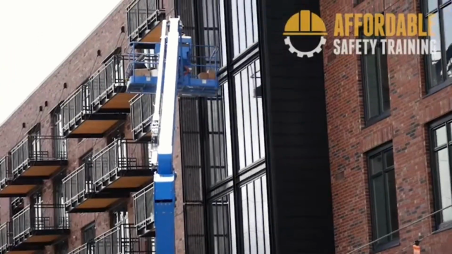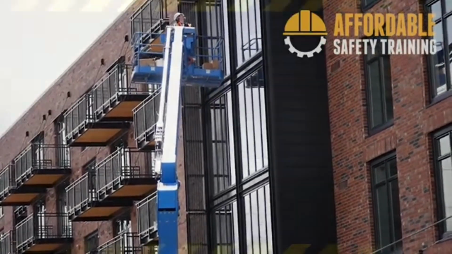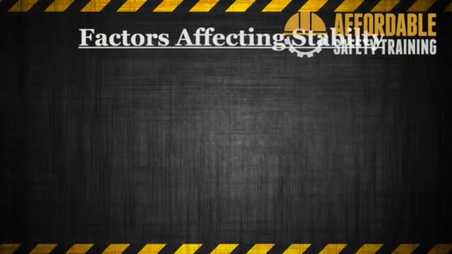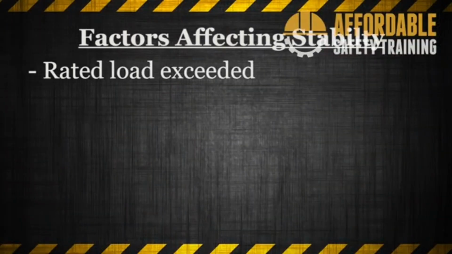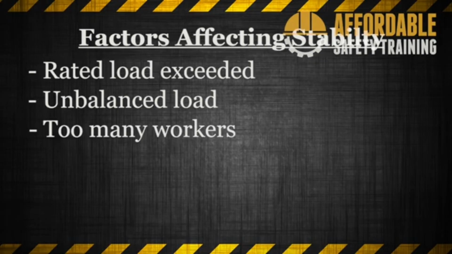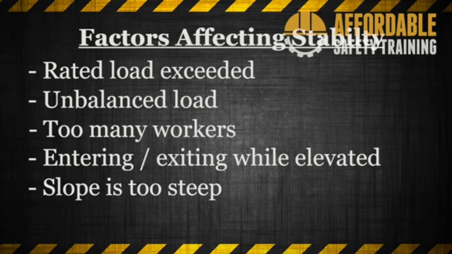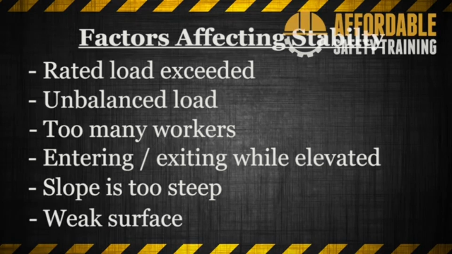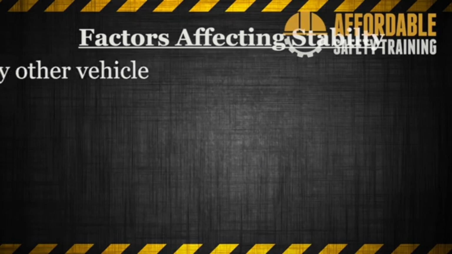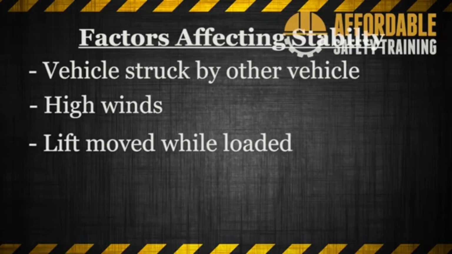When operating within capacity limits, an aerial lift is designed to be stable in all boom positions. An aerial device can become unstable if the rated load for a given position is exceeded. The load on the platform is not balanced. There are more occupants than permitted by the manual. Workers enter or exit the platform while elevated. The vehicle is on a slope that is too steep. The vehicle is not on a strong surface. The vehicle is struck by something. There are high winds, or the lift is moved while loaded.